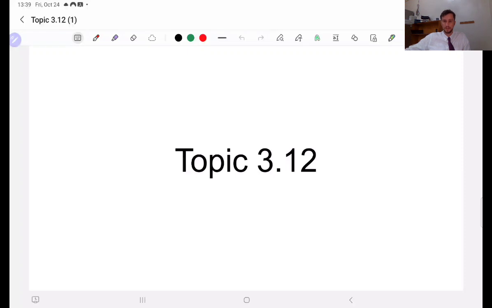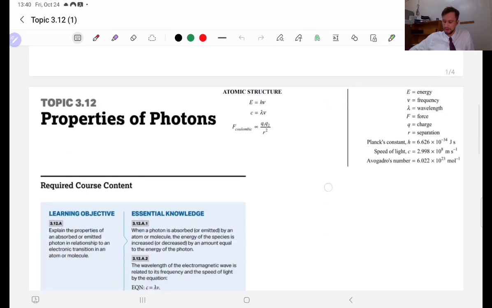All right, so topic 3.12 is very short, and it just deals with the equations regarding wavelengths and energy, and it's pretty straightforward to understand what is going on in these kinds of problems. So this is going to be really short.